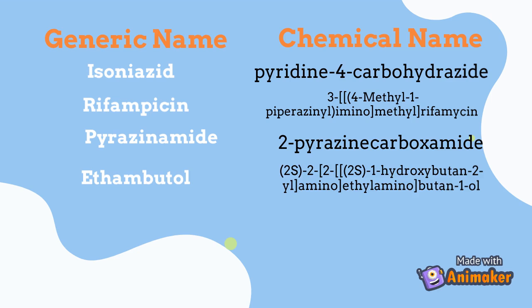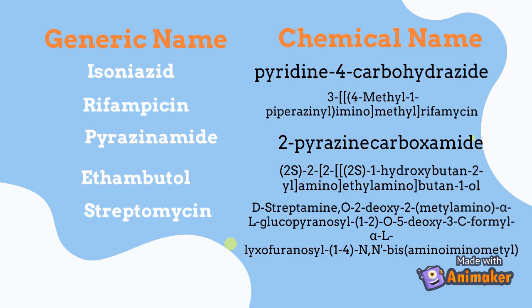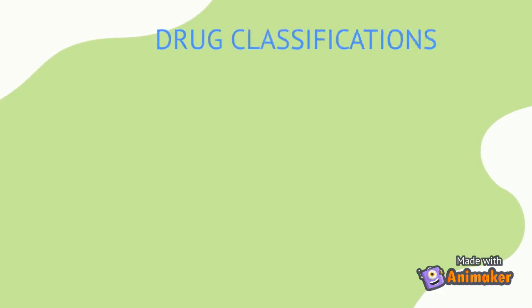Ethambutol has a chemical name of 2s-2,2,2s-1-hydroxybutane 2-il amino-ethylamino butane 1-ol. And lastly, streptomycin has a chemical name of D-streptamin O2-deoxy-2-methylamino Al-glucopyranosyl 1,2-O5-deoxy-3-C-formyl Al-lexofuranosyl 1,4-N-bis-amino-amino-methyl. Now we are in the drug classifications.